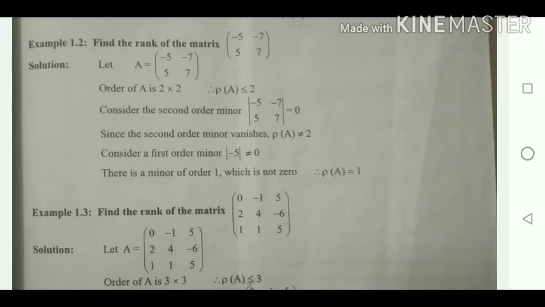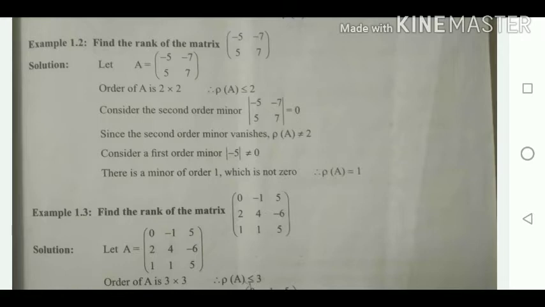Consider finding the determinant of A by cross multiplication of the main diagonal and subtracting the cross multiplication of the off diagonal. Here minus 5 into 7 is minus 35, minus of 5 into 7 again minus 35. That is minus 35, minus into minus means plus 35. Minus 35 plus 35 equals 0. Already I said if the determinant of this matrix is 0, then we go to the next step.